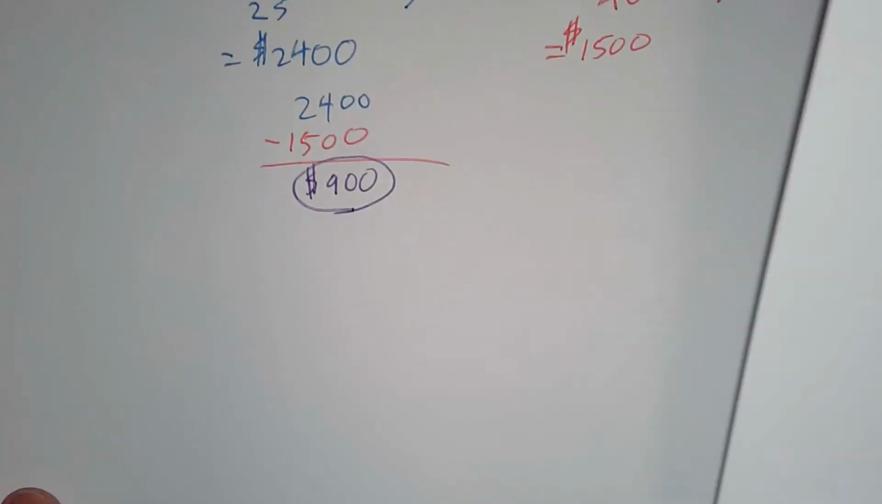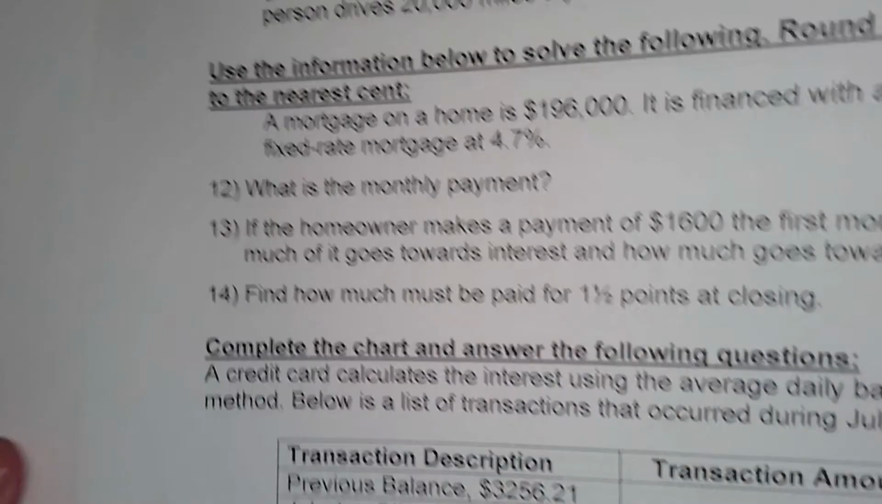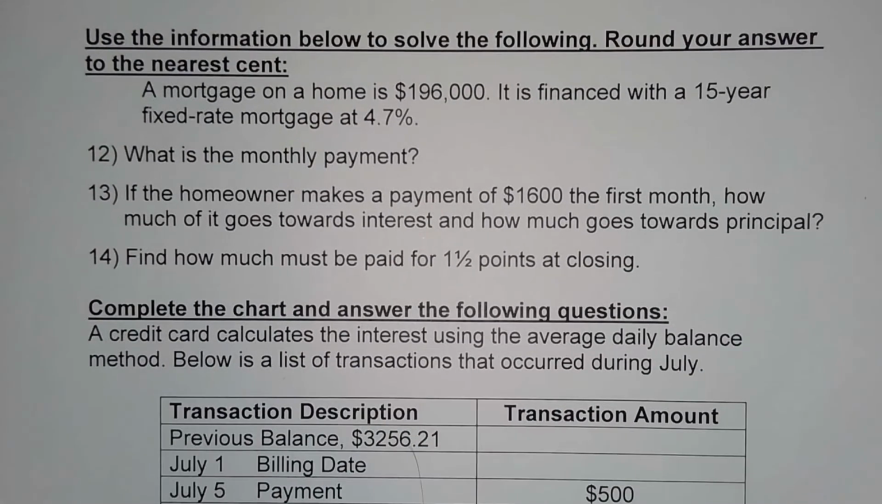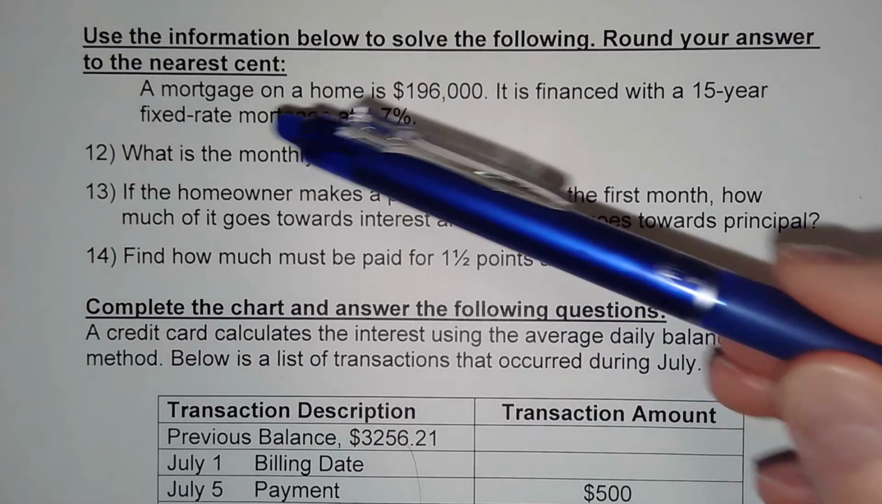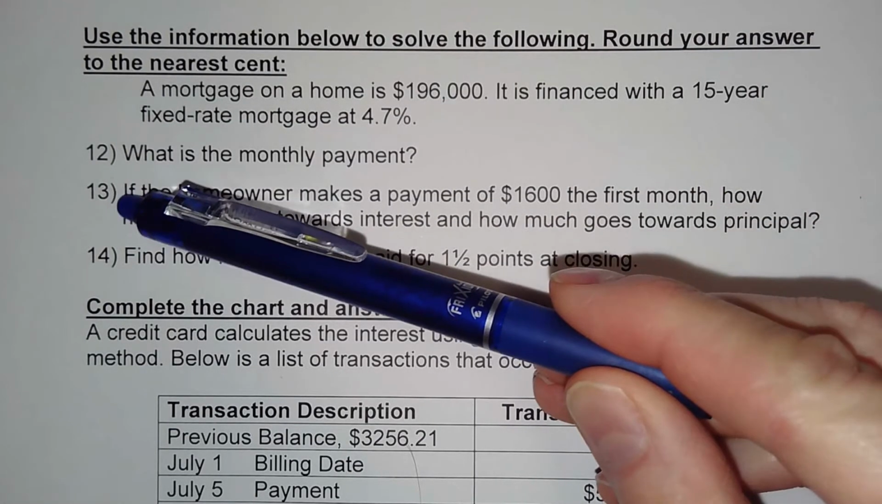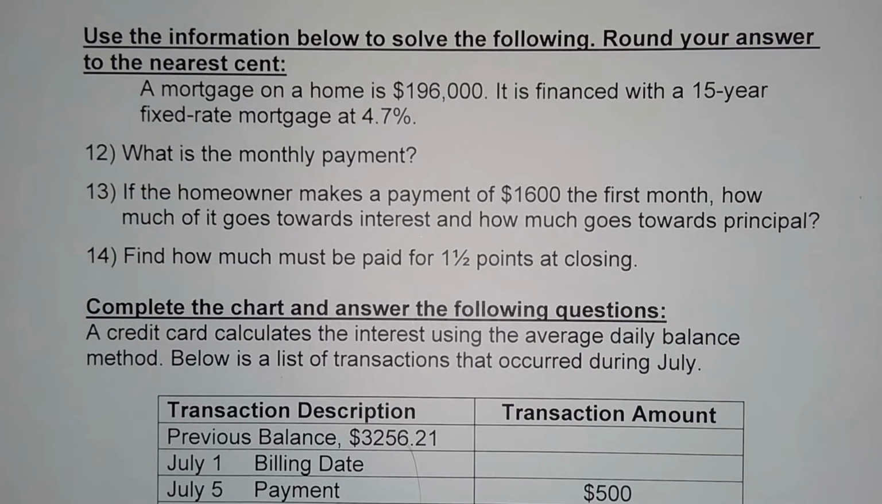Let's take a look at number 12. Now it says use the information below to solve the following. Round your answer to the nearest cent. So we have a mortgage on a home that is $196,000. It's financed with a 15-year fixed rate at 4.7%. So we want to use this information for problems 12, 13, and 14. So number 12 asks, what's the monthly payment?